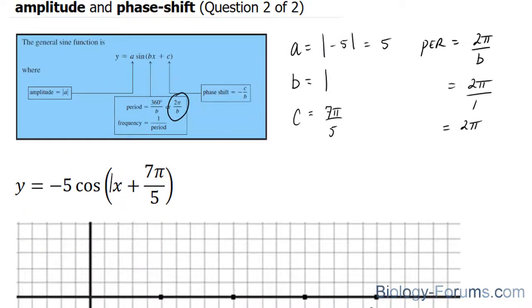Next, what we will do is we'll find our phase shift. Now our phase shift is this formula right here. So I'll represent phase shift with PS, and it's -c over b. Our c value is determined up here, so I'll replace our c value, 7 pi over 5, and our b value was 1. That makes it easier for us. So therefore, our phase shift is simply -7 pi over 5, which means that every point you plot will be shifted -7 pi over 5.